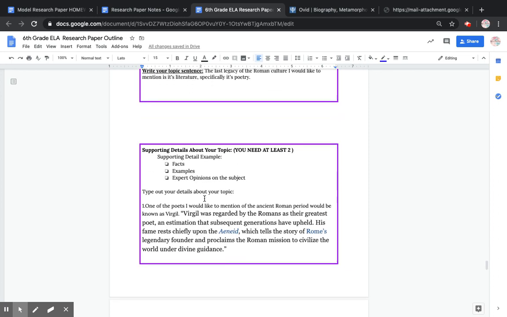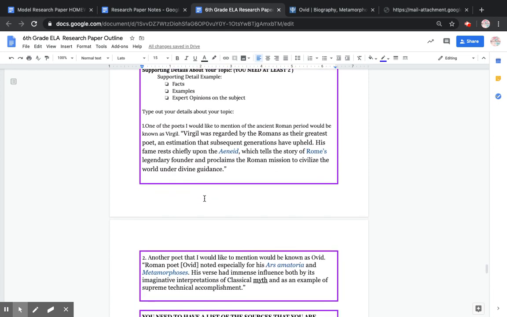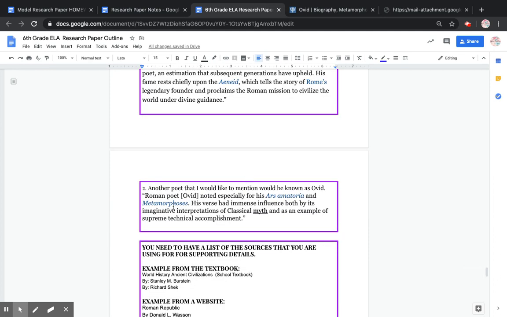So then I only have 2 examples. I have one of the poets, Virgil, and I have his example of his poetry here. And then I have 2 examples of the poet Ovid. Now, my quote just said Roman poet, but what I did was I put in brackets Ovid, so that my readers know that I'm talking about Ovid.